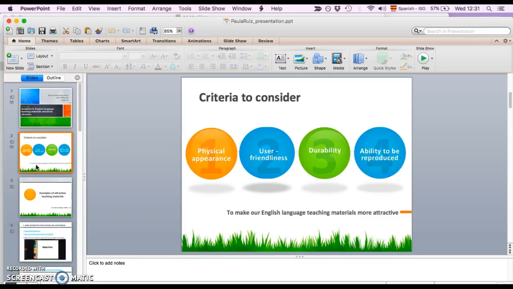Then these materials must be user friendly, so it has to be easy to use, because if it's something complicated, people are not going to like them and they are going to be discouraged. They have to have durability within time, something that they can reuse when they need to study for an exam and so on. And the ability to be reproduced, even if it's a PDF document or a video, it is important that the material can be reproduced as many times as possible.